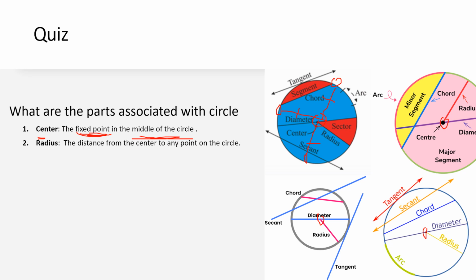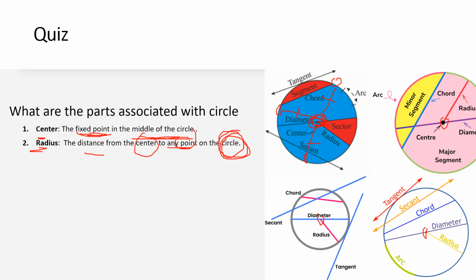Let's go for another part of the circle. It's the radius now. What is radius? It's a distance from the center to any point on the circle. On the circle means we always think of the circumference as the circle. Okay, it's a distance from the center to any point on the circle.